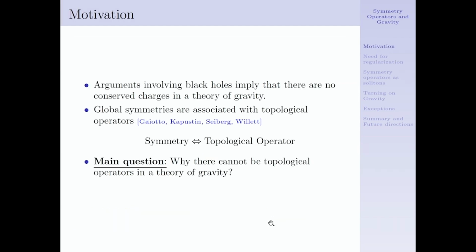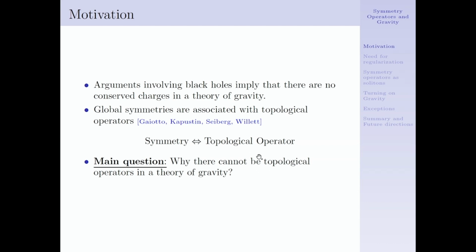So let me start with some motivation and define the question that we're going to analyze. On one hand, based on arguments involving black hole physics, we expect that there are no conserved charges in a theory of gravity. And on the other hand, conserved charges are associated to global symmetries, and the modern way to look at global symmetries is in terms of topological operators. And in fact, symmetries and topological operators in the last decade or so have become synonyms. So the question that we are going to ask in this talk is why there are no topological operators in a theory of gravity.